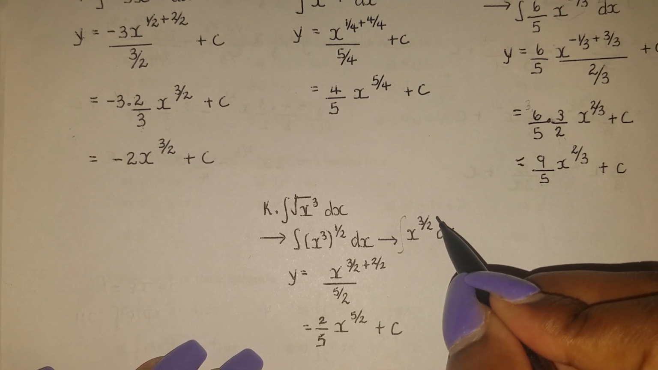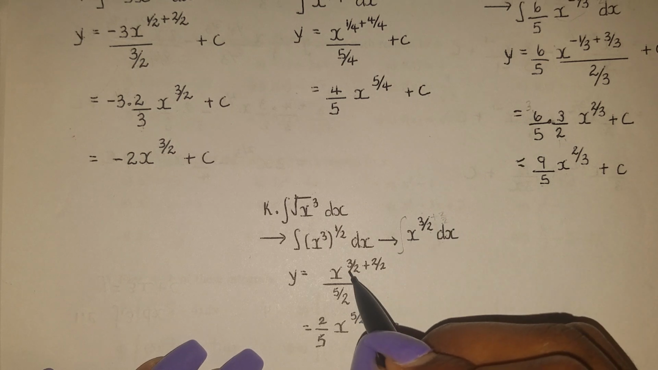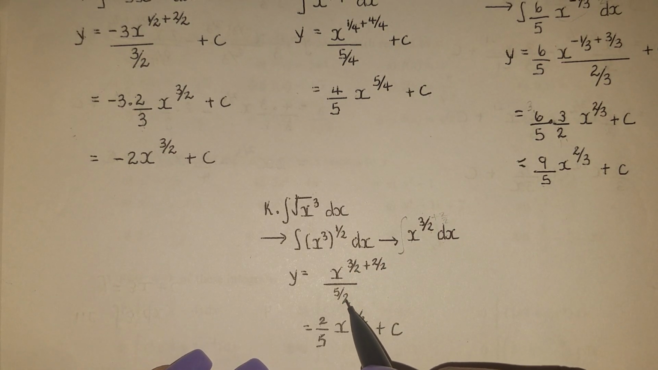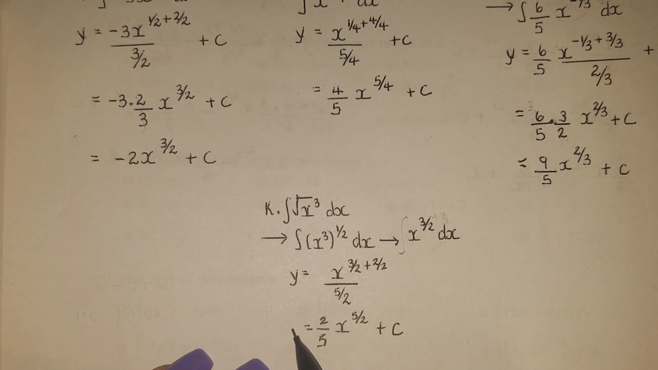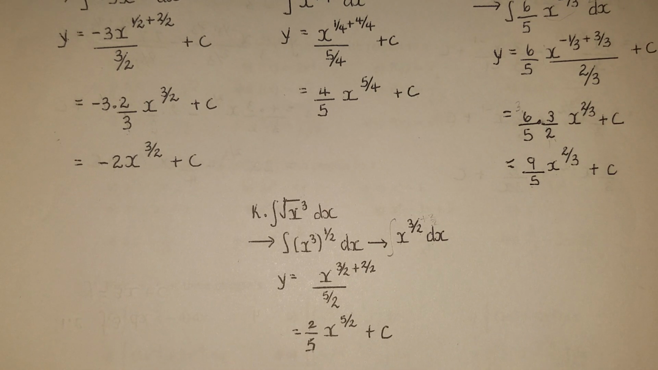So now this is what we're integrating. So when I go ahead and add 1 to this power, I get 5 over 2, and I divide by 5 over 2. And now this goes up, making our answer y equals 2 over 5, x raised to 5 over 2 plus c.